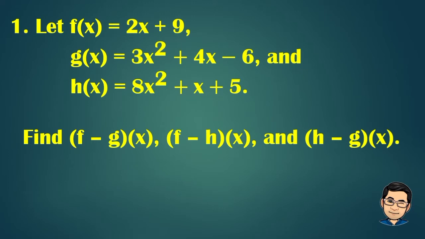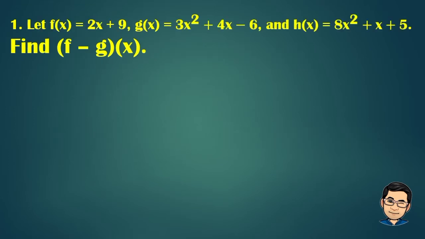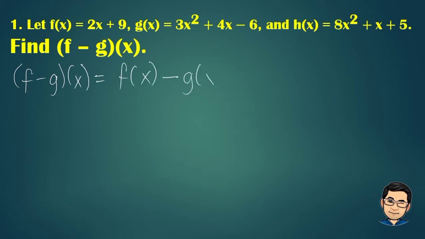So, for example, let f of x is equal to 2x plus 9, g of x is equal to 3x squared plus 4x minus 6, and h of x is equal to 8x squared plus x plus 5. Find f minus g of x, f minus h of x, and h minus g of x. Okay, so una muna, f minus g muna. So, sulat lang natin, f minus g of x is equal to f of x minus g of x.